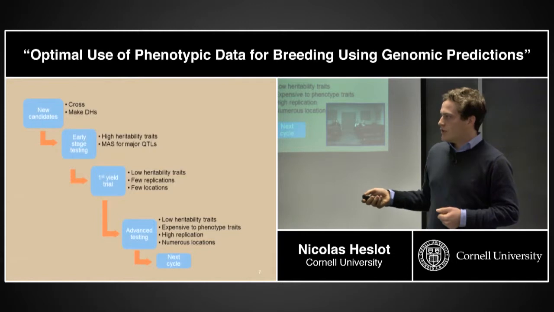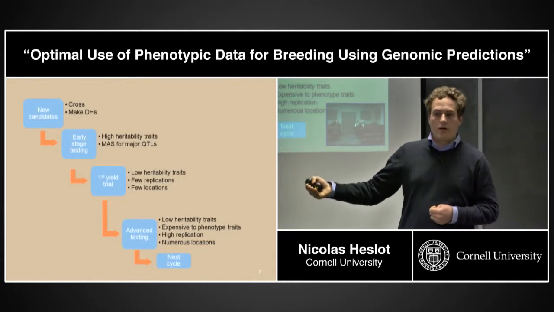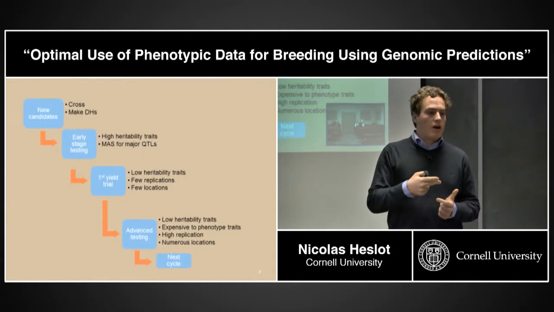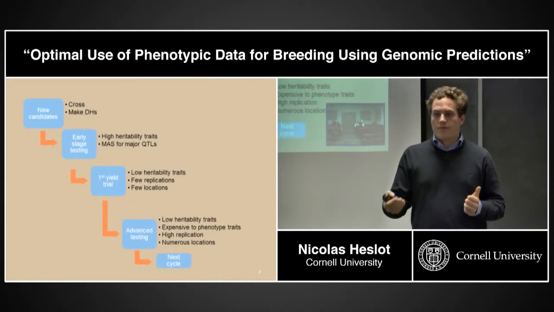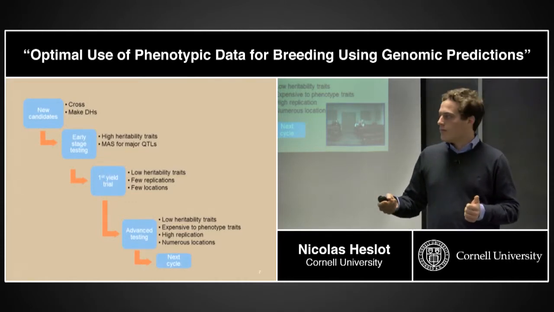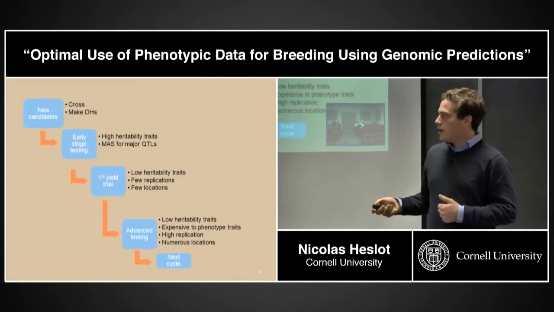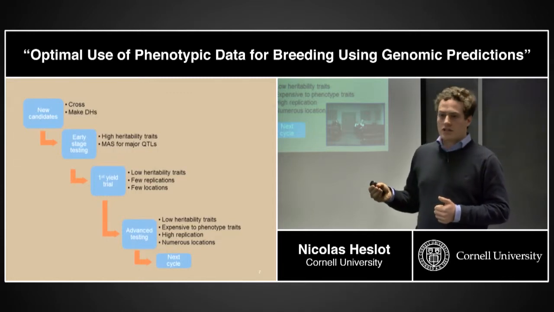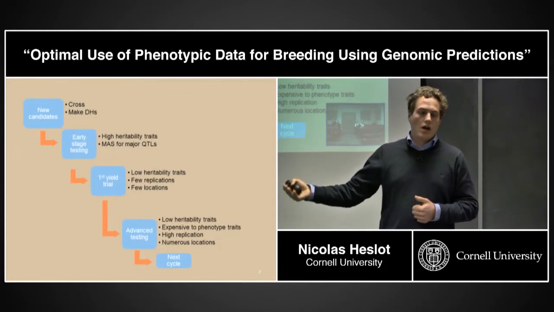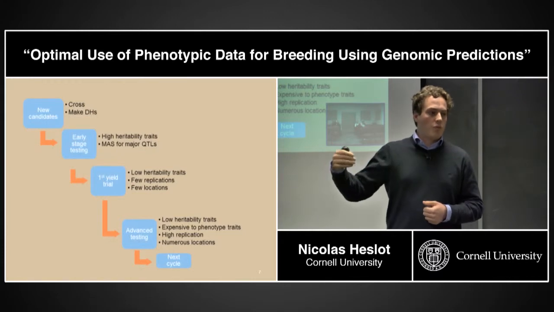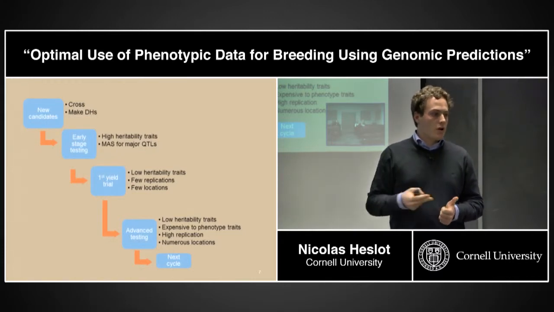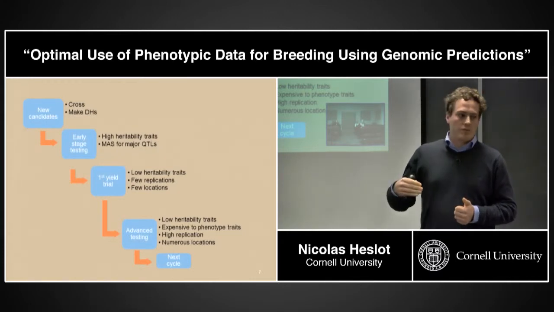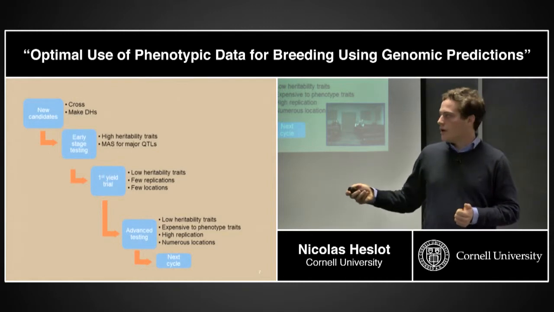Then selecting some entries, moving on to a first set of yield trials that is focusing now on lower heritability traits, with a few plots per entry because of the large number of entries. And then moving on to advanced testing, still focusing on low heritability traits, and also on traits that are much more expensive to phenotype, such as quality traits, as well as much more replication, much more locations, prior to release.